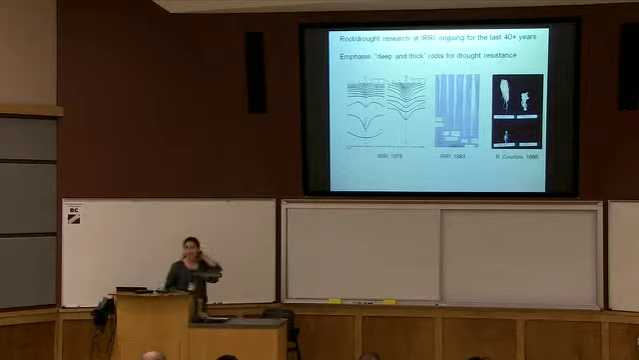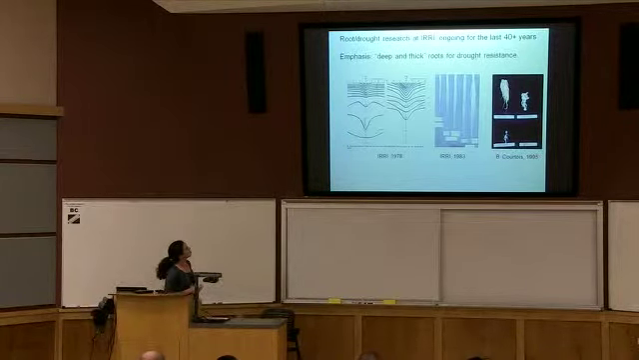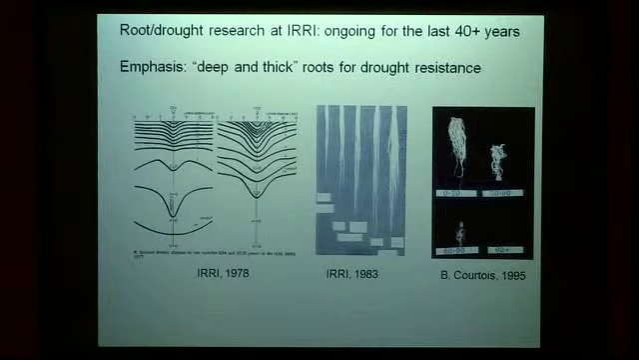And actually, IRRI has had a lot of root drought research going on since the mid-1970s. So here are just some old images. This is from an IRRI annual report where they're comparing two genotypes, IR20 and OS4, where OS4 had, this is a density diagram demonstrating deeper root growth in what was characterized as a drought-resistant genotype. This is a photo from the 80s where they were using aeroponics to characterize root depth as well as diameter.